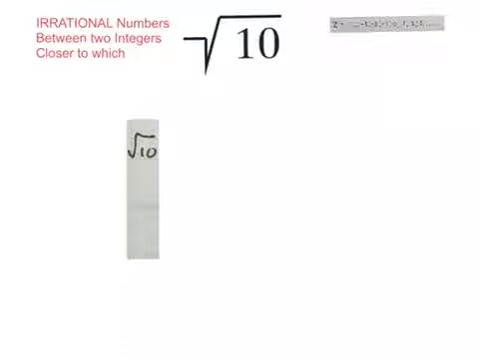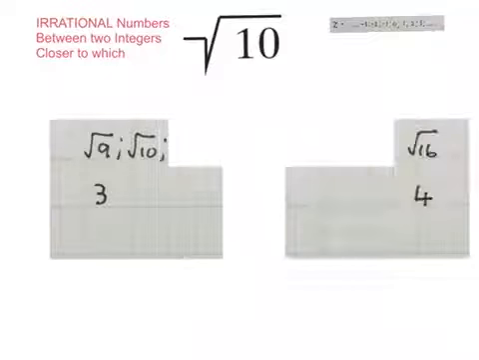If we take square root of 10 now, just left of it, we will find square root of 9, which is then 3. That is our integer. And on the other side, we'll find square root of 16, which we know is 4. So square root of 10 is between square root of 9 and square root of 16. That means it lies between 3 and 4. Now we must decide, is it closer to 3 or closer to 4?